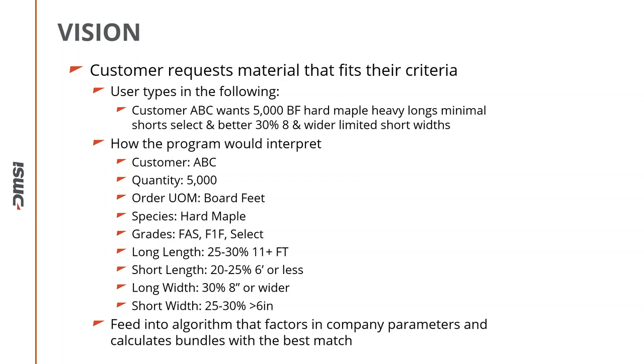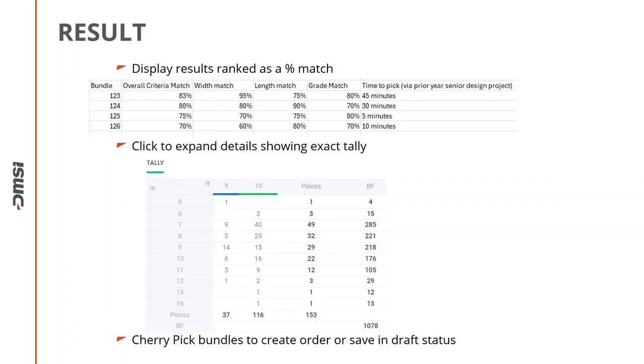That would also factor company parameters in there, which means when they say heavy longs or short widths or short lengths, that company would have to determine what heavy or short means to them. And then we would use that information to calculate which bundles match the criteria the best.